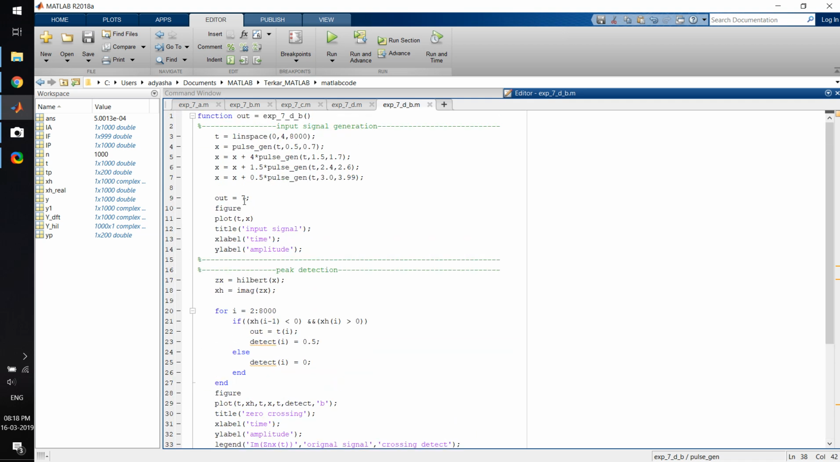Okay, now having generated one pulse, I am going to repeat this over the entire range. So as you can see, pulse gen 0.5 to 0.7 is going to create a pulse starting from 0.5 time and ending on 0.7 time with an amplitude of unity. 4 star will generate a pulse with an amplitude of 4 with 1.5 and 1.7 as the time limits, and so on. So let's run the code and see if we are able to detect multiple pulses.